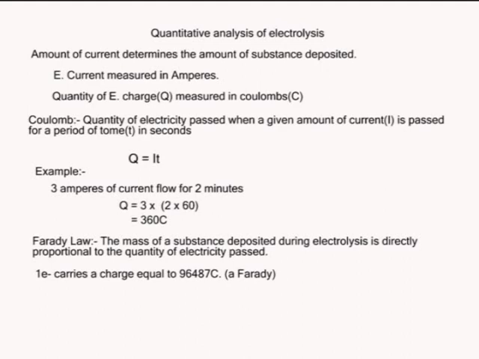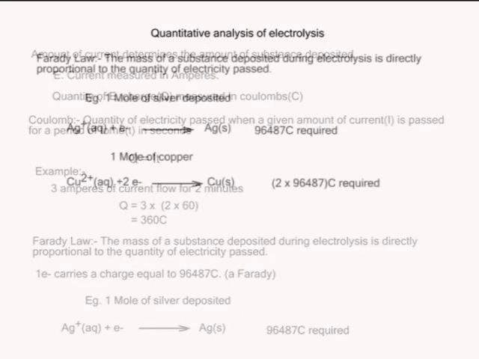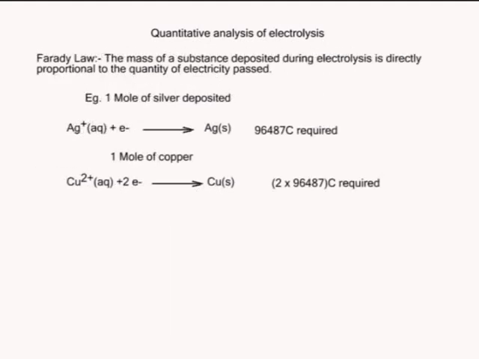And thus, when 1 mole of silver is deposited according to this equation, we require 96,487 coulombs, or 1 Faraday. For copper to be reduced, we need 2 electrons, and therefore we need 2 Faradays. So we have 2 times 96,487. For aluminium, 3 electrons are gained, and therefore we need 3 Faradays. So 3 times 96,487 coulombs.